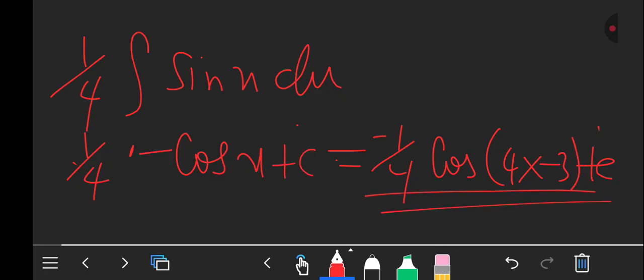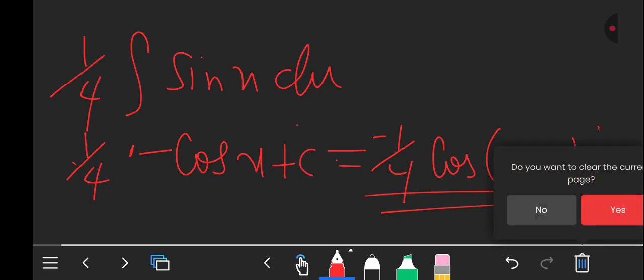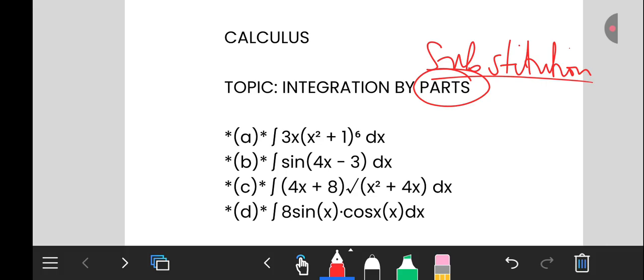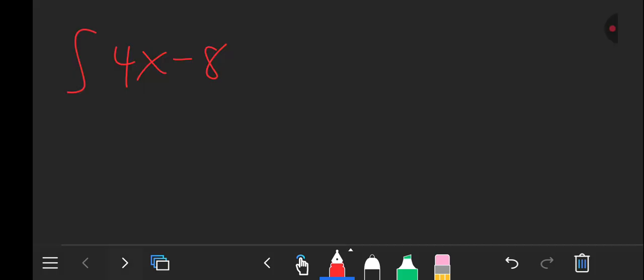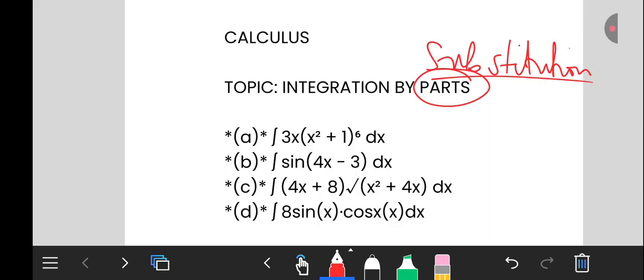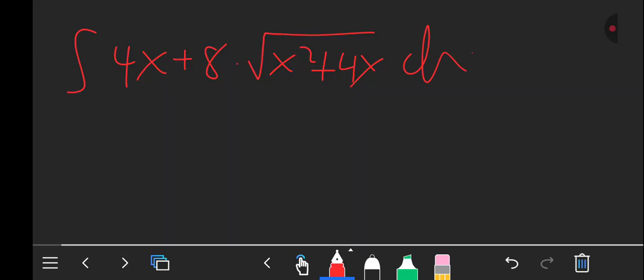Alright, so this is how you get to integrate. So let's look at another one. It has the integral of 4x plus 8, then multiplied by the square root of x squared plus 4x, dx. So integrate this. So what is in the square root?